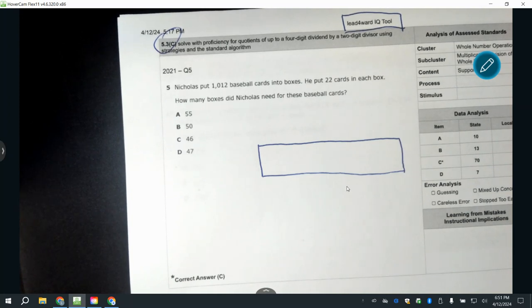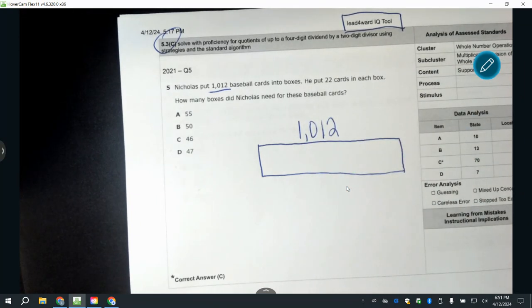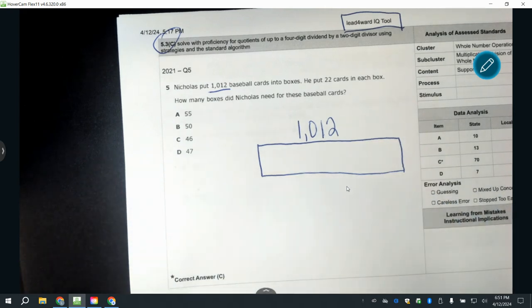So Nicholas put 1,012 baseball cards into boxes. Okay, so that tells me that that's all the baseball cards he has, right? So all the baseball cards he has, we are going to put that number right at the top. We're basically going to take these, and I don't know if you play cards. If you play Uno or any kind of matching card games, you, as the dealer, have to share those things, right? So he's going to put these cards into boxes.